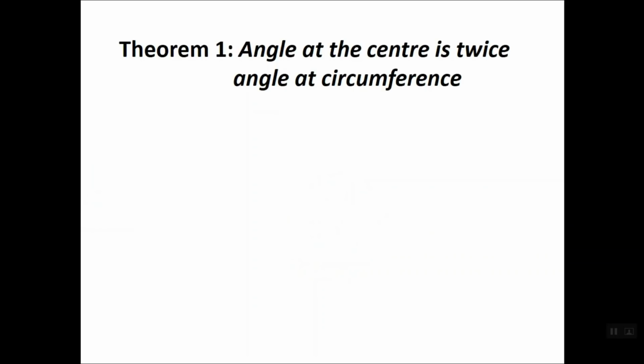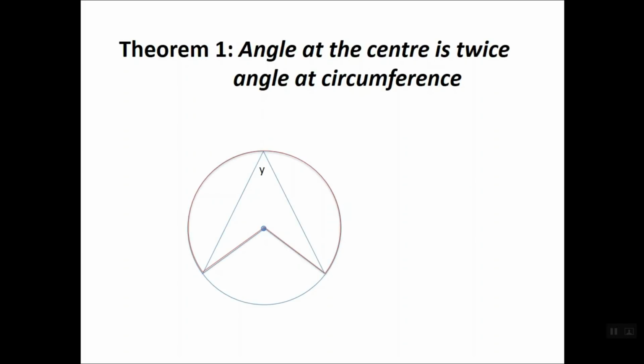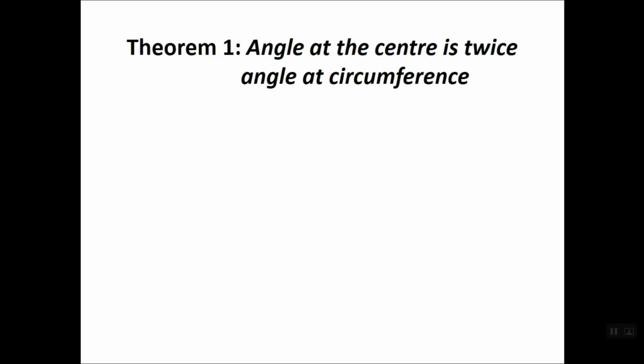Now let's look at the first circle theorem. Angle at the center is twice angle at the circumference. What this really means is that, for example, if I label that angle there y, which is at the circumference, it therefore means that the angle at the center would have been twice that, which would have been 2y. So now let's look at an example involving this theorem.